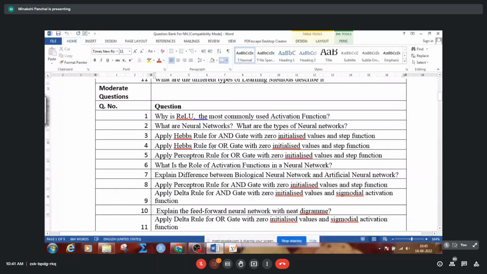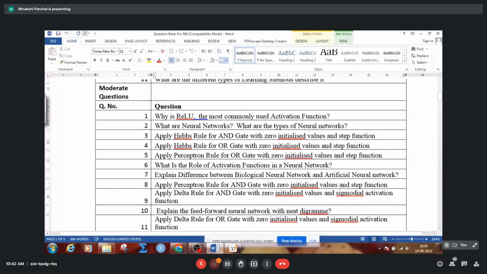No other variations will be there for Hebb and perceptron rule. So be confident. That problem is already shared, on perceptron, on Hebb rule, for AND gate and OR gate. So see those questions carefully. We will check its solution once again, how we are solving it. So mathematical questions on this are only this type.